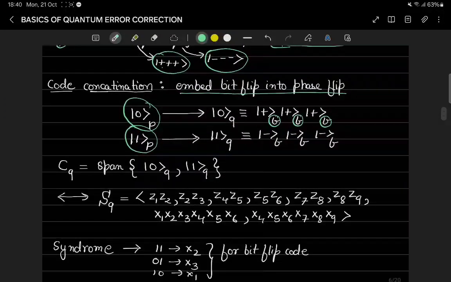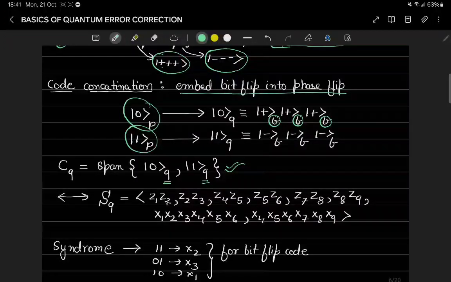So now I define my code space in this particular fashion as the span of 0 9 and 1 9. The 9 in the subscript stands for the number of physical qubits. So this code has a stabilizer which has 8 elements, 1 2 3 4 5 6 7 8 here. So it has 8 elements, and how can we decide which are the elements? It is simple, because we have used a concatenation technique.